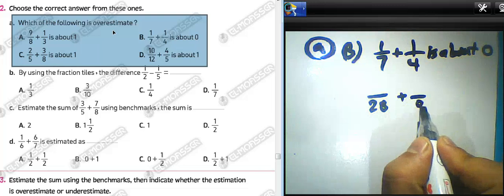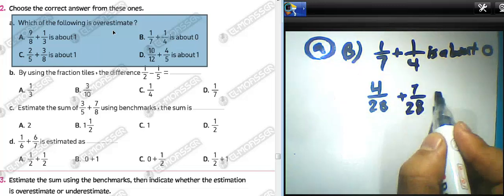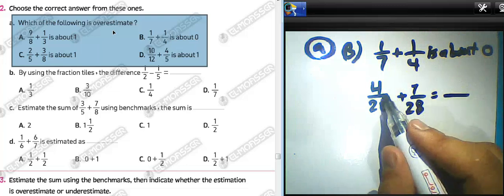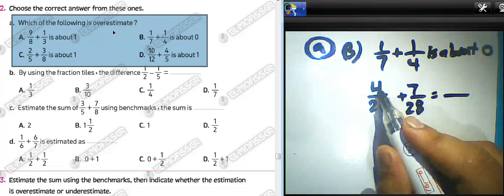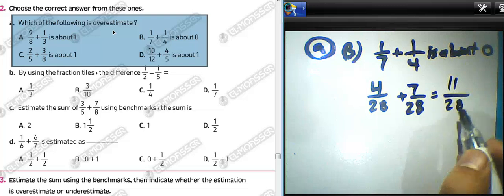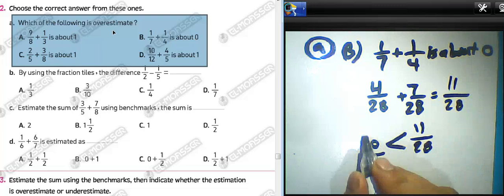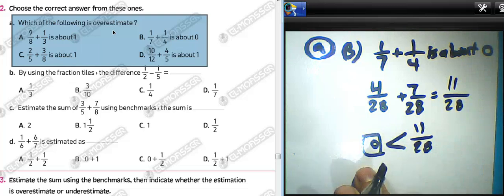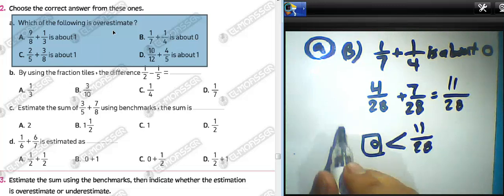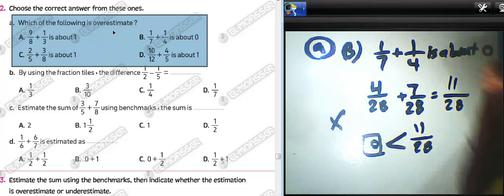We know the least common multiple between 7 and 4 equals 28. Write 28 here. 4 times 1 equals 4, 7 times 1 equals 7. 4 plus 7 equals 11, and write 28 here. 11 over 28 is an actual number greater than 0, so the estimation here is an underestimate, so we can't choose letter B about letter A here. It's false.